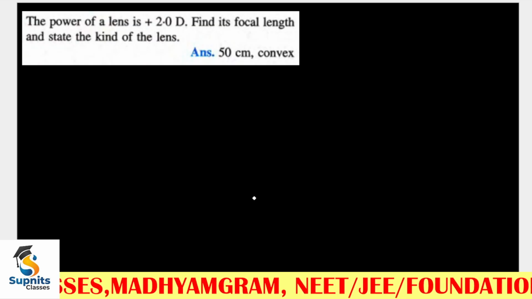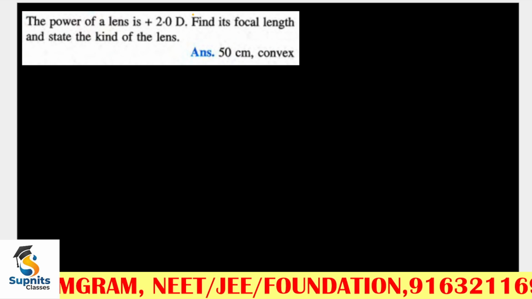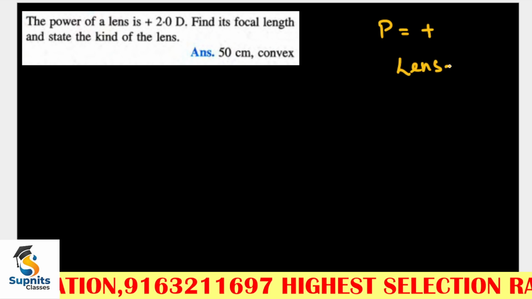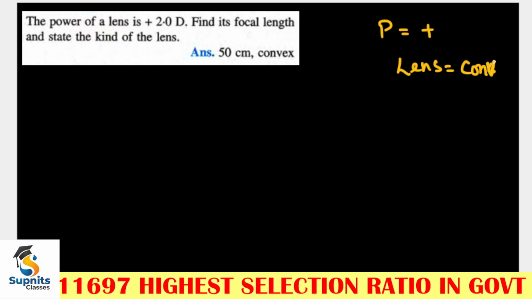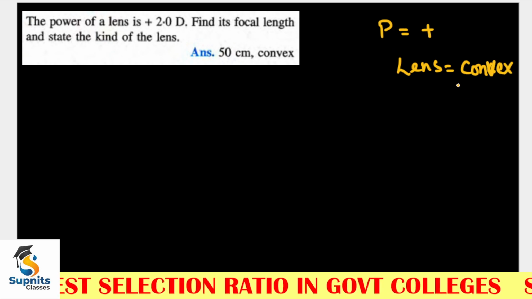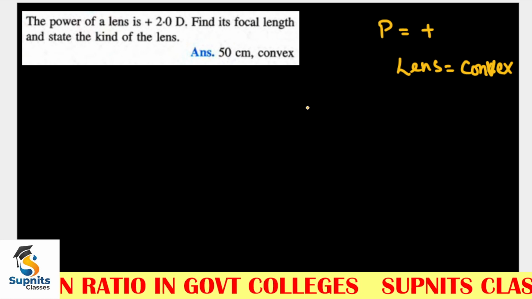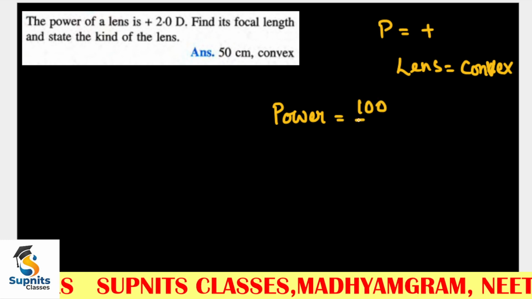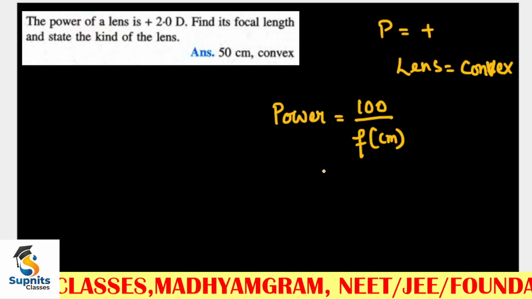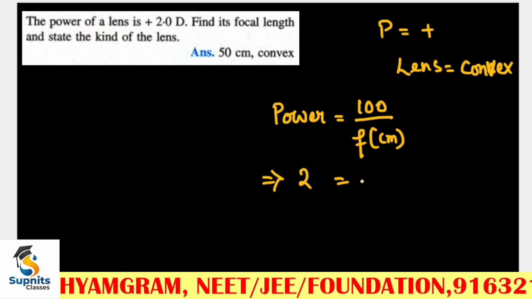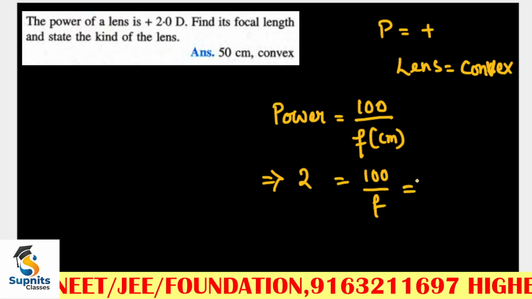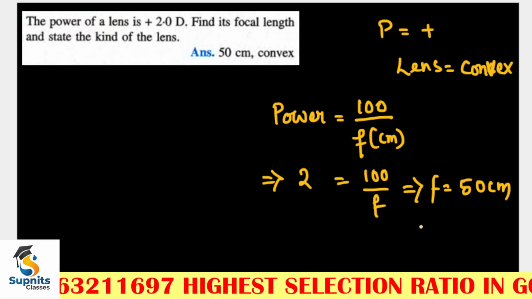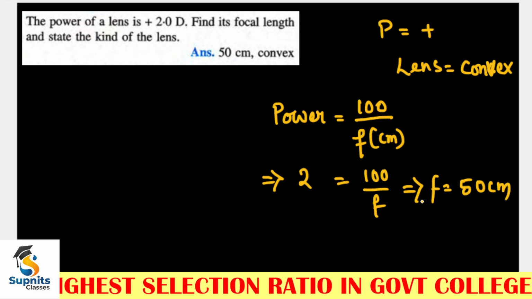Next problem, power of a lens plus 2D. So if power is positive, that means the lens is convex. Directly you can write the lens is convex. If power is positive, lens is convex. Now how will you find out the focal length? The formula of power is 100 by focal length in centimeter. So here the power is given as 2, so 2 is equal to 100 by focal length. So focal length will be 50 centimeter. So it's a pretty straightforward question. Nothing is there.